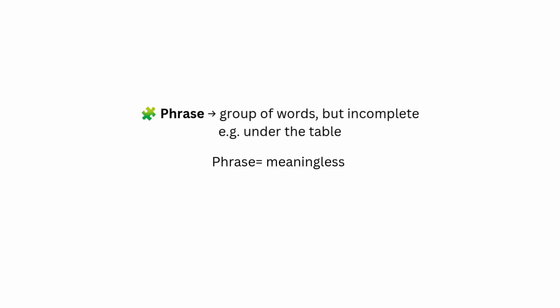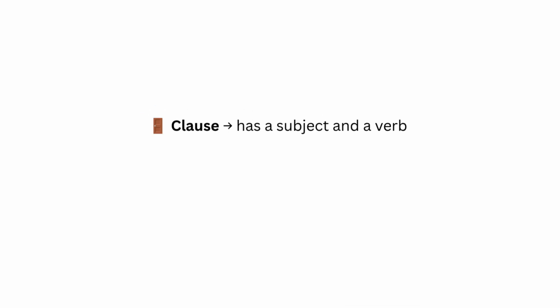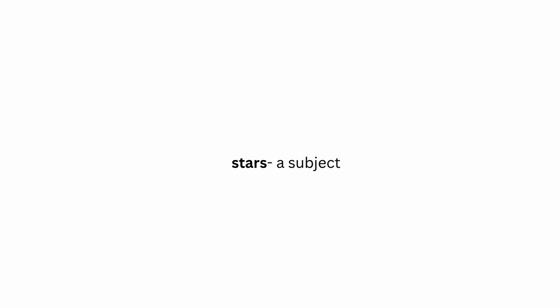On the other hand, a clause is a group of words that contains both a subject and a verb. For example, look at the words, the stars shone. Here, the stars is the subject because it tells us who or what the sentence is about. Shone is the verb because it tells us what the stars did. Clauses do have some types, but we'll discuss them later in another video.